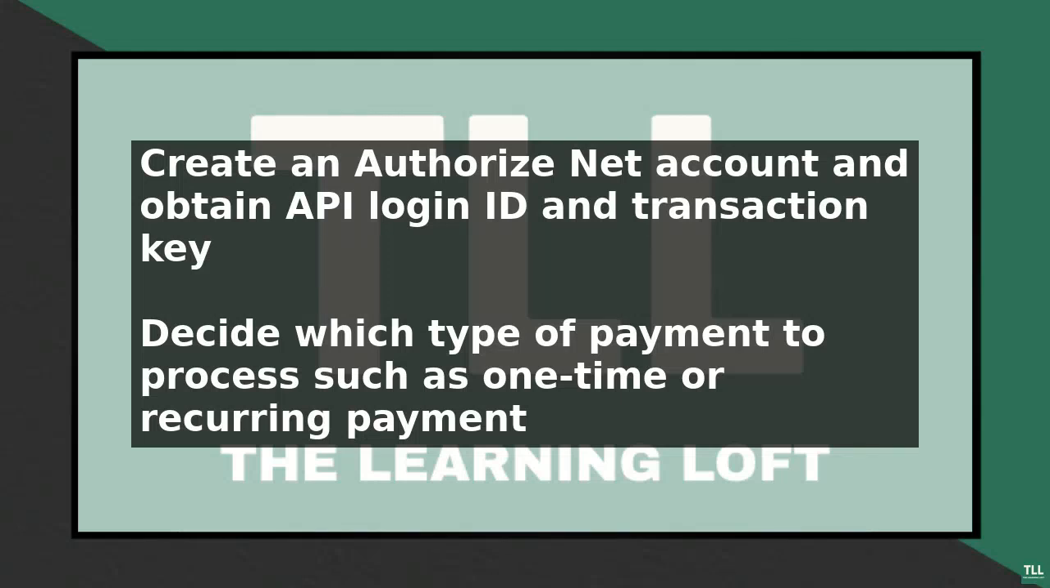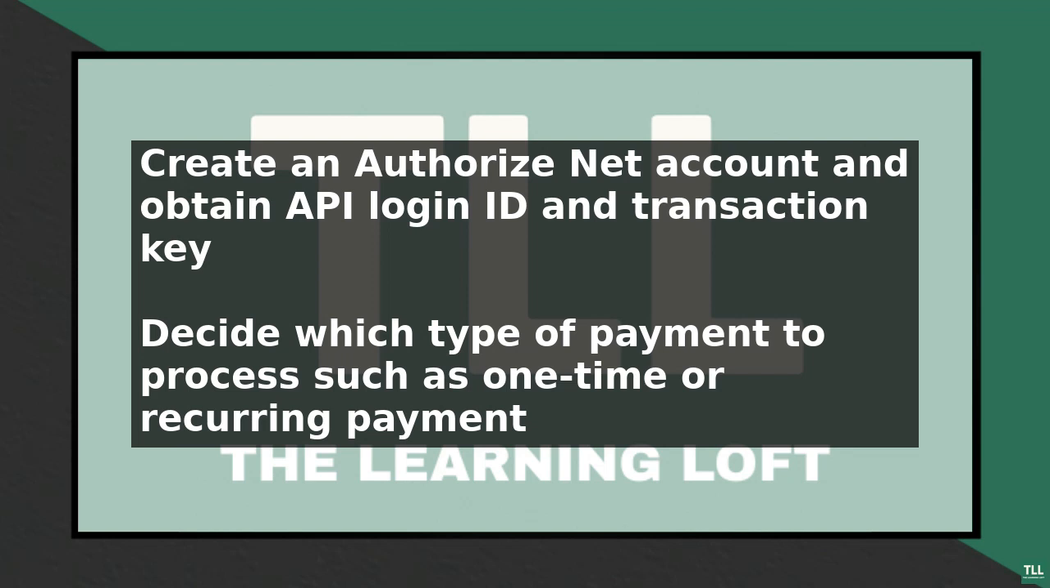To authorize a payment gateway using Authorize.Net CIM integration, follow these steps. First, create an Authorize.Net account and obtain an API login ID and transaction key. These credentials are necessary to authenticate your requests to the Authorize.Net system.